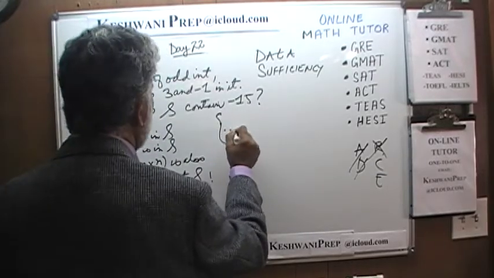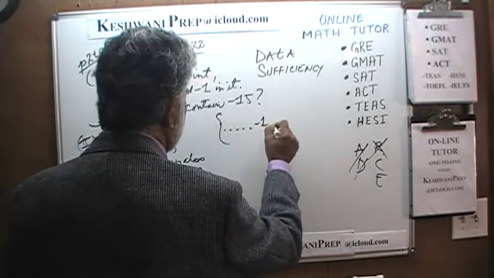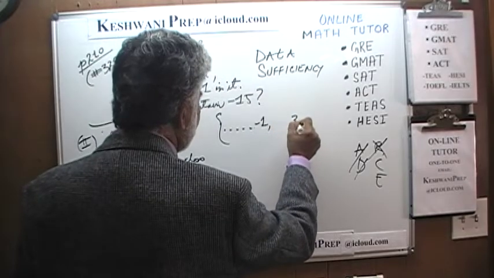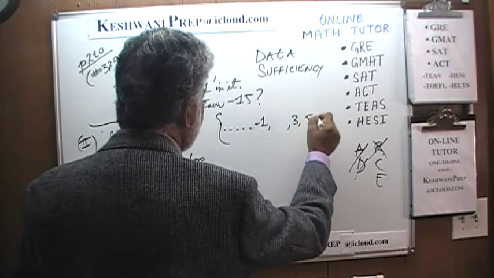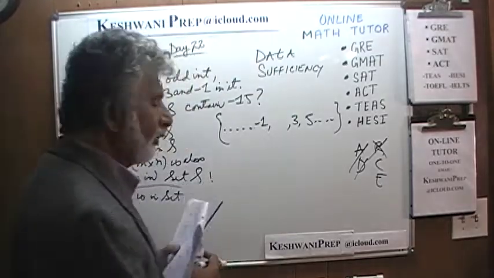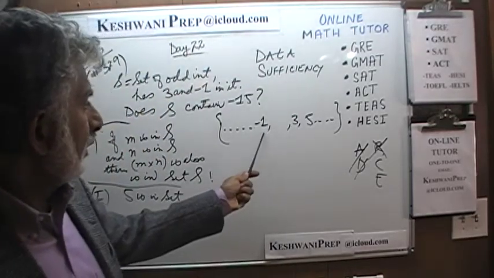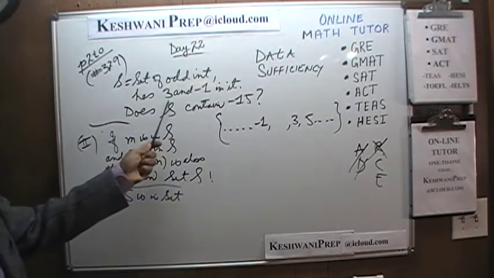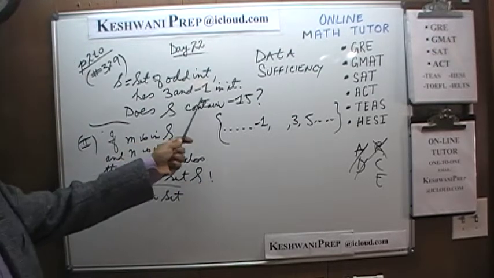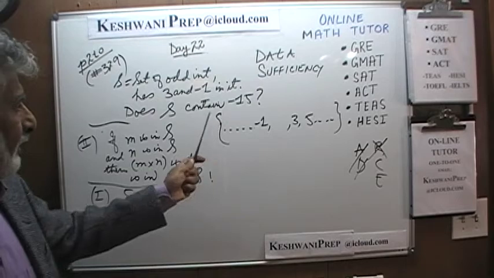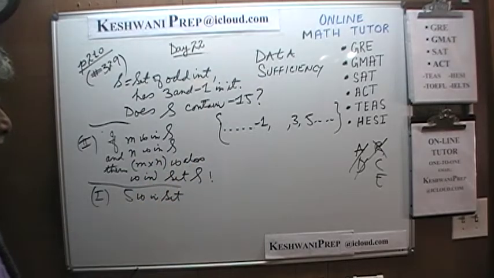Here's our set S. We know it has negative 1. It has 3. And we know it has 5. And we also know that if it has 3 in it, and it has negative 1 in it, and it has 5 in it, well, let's see where we can go with it.